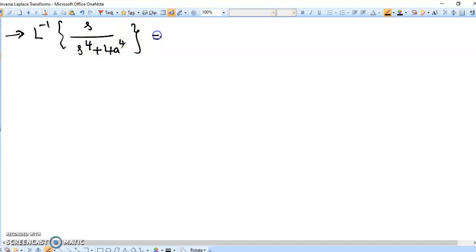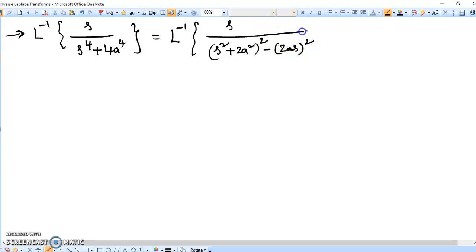This is the example I have chosen. Okay, and this can be initially written as L inverse of s by, see here we can use once again that a plus b whole square type. Okay, so this can be written as s square plus 2a square whole square, where we get s power 4, we get 4a power 4, and then additionally we get the 2ab term. So what is the 2ab? 2 into 2, 4a square s square. So 4a square s square can also be written as 2as whole square. So I need to remove that particular term. So that's why I have put a negative sign.